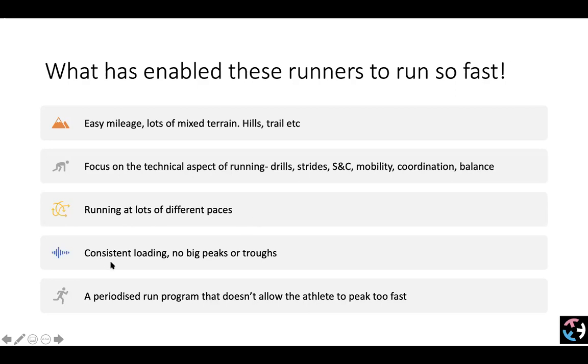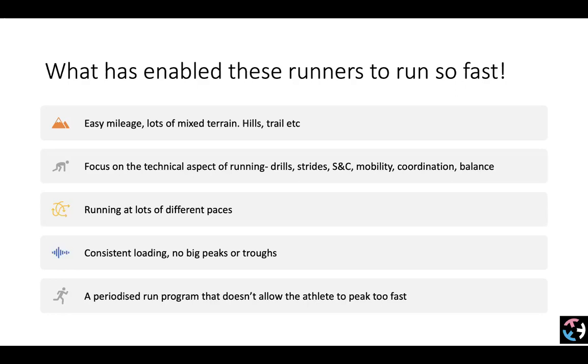We make sure that the loading through the running is really consistent, and it's a little bit different from swimming and biking. With swimming and biking, you can get away with having big peaks. So if you go away on a camp and do 20 hours of biking a week, you can get away with that. You might be a bit tired afterwards, but generally you're not likely to get injured. Whereas with running, if you did that, you are in danger of becoming injured quite quickly.